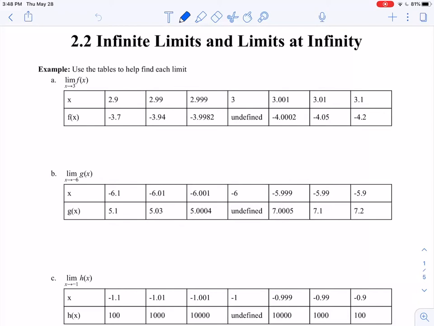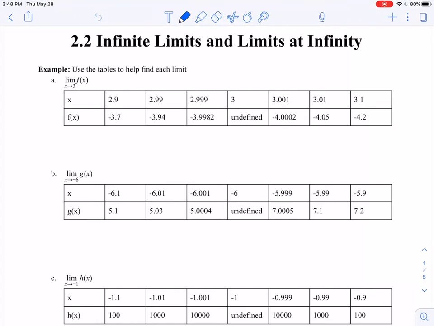In this section, we're going to take a look at infinite limits and limits at infinity, to talk about some other types of limits that we haven't really seen yet. Some of them we haven't seen, and others we can give a little bit more detail about here. So for this first example, I'm going to look at the tables here to determine each limit.